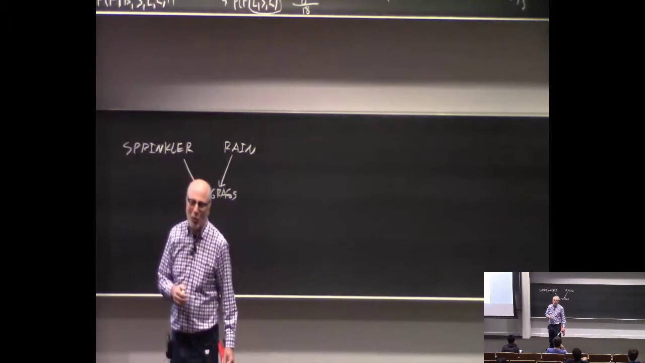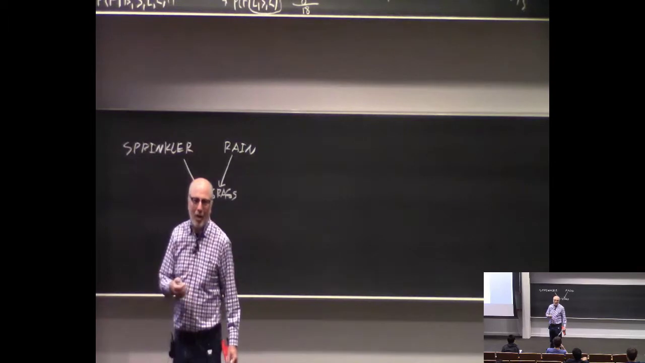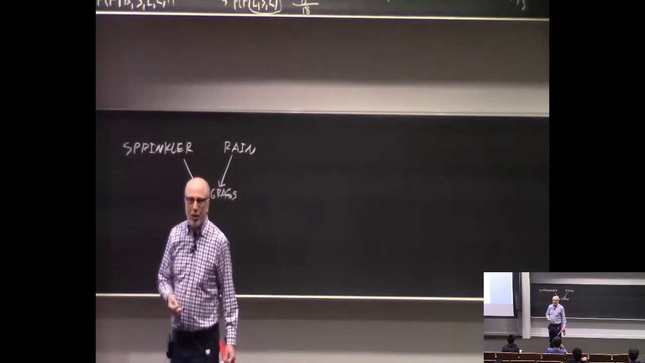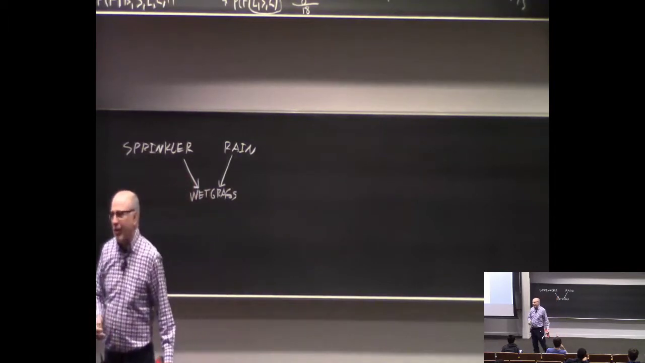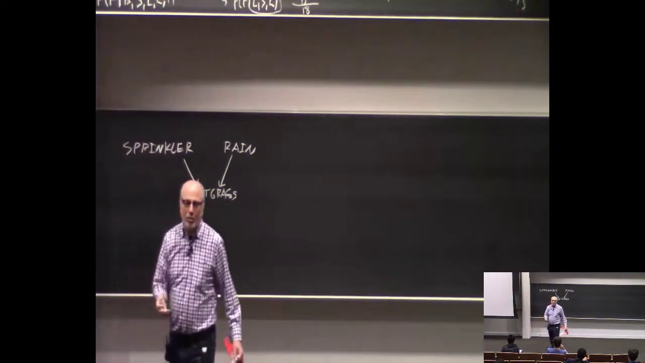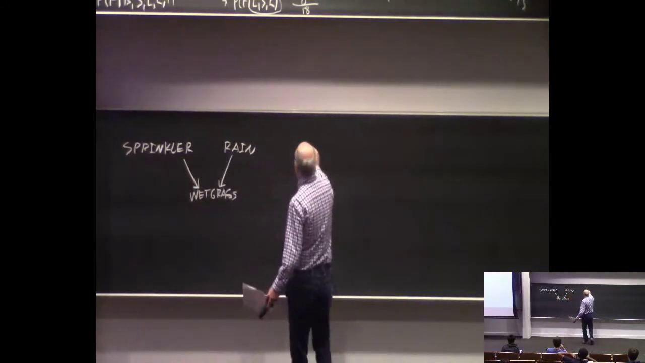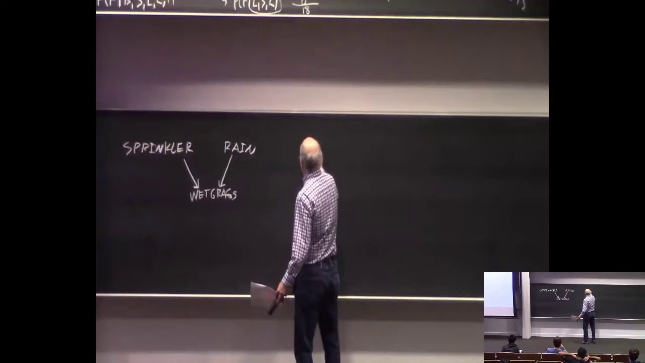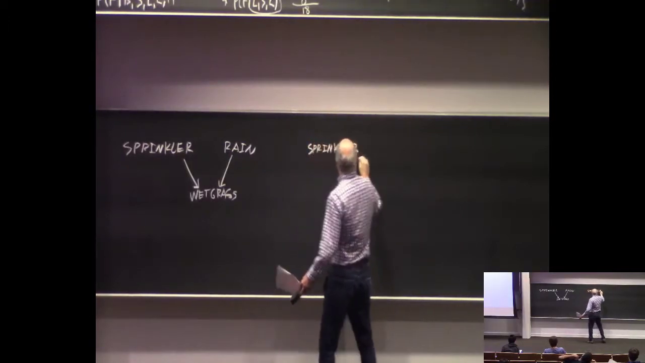Of course, that's not true, right? I mean, sprinklers are turned on by people and they may take into account whether it's going to rain or not. But let's say that the landlord is absent, is out of the country, and has set his sprinkler to come on without knowing anything about the weather. So we're going to assume that sprinkler and rain are independent.